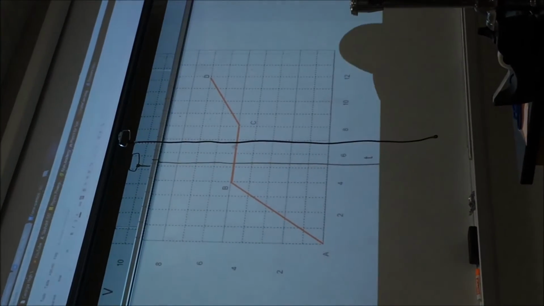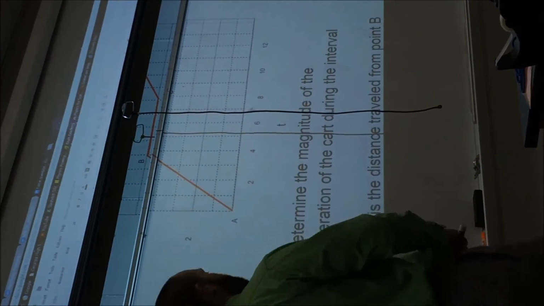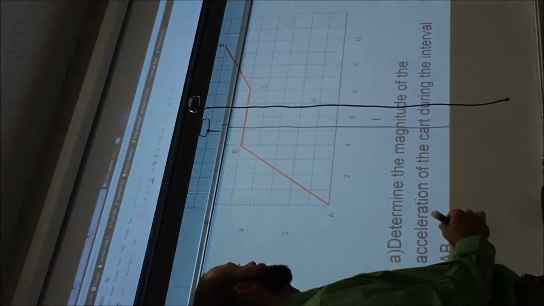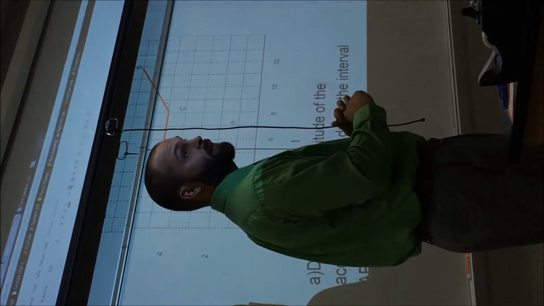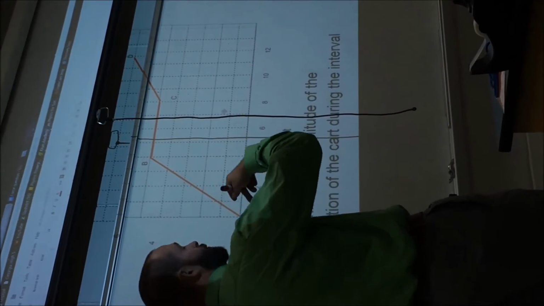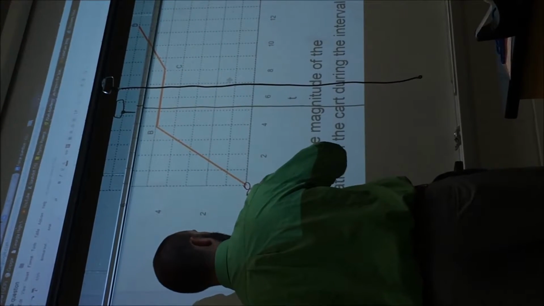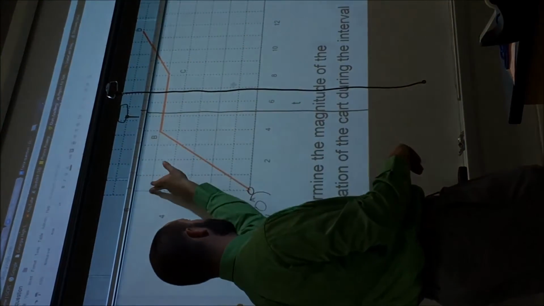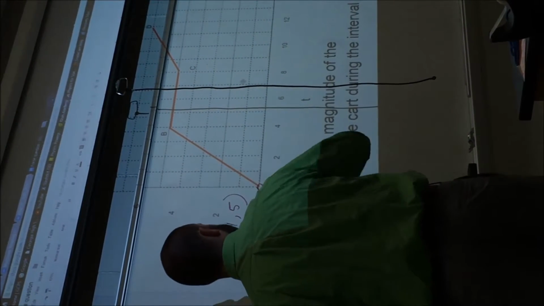Just so we're all on the same page, the first question I ask you is to determine the magnitude of the acceleration from point A to B. This is point A, this is point B. Now we said acceleration was the slope, right? And slope is the rise over the run. So this is my first point. What are my coordinates for that point? 0, 0. Over here, what are my coordinates? This is 4, 5. So it's going to be 4, 5, x, y, right?